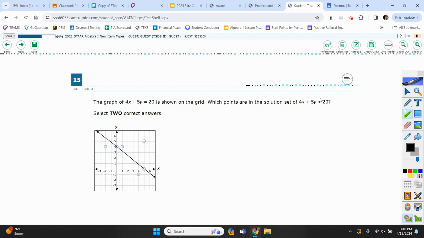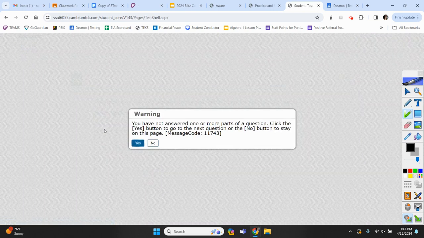What we have to do is figure out, am I going to be changing this sign from a less than to a greater than? To decide, we have to think about what we're going to be doing. Are we going to be dividing by a negative? So we have to subtract 4x and divide by positive 5. If the number in front of y is positive, that means you're not going to divide by a negative, so it's going to stay less than. Less than this would be anything below it. So select your two answers.